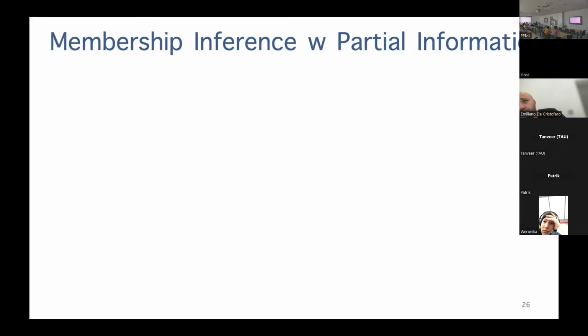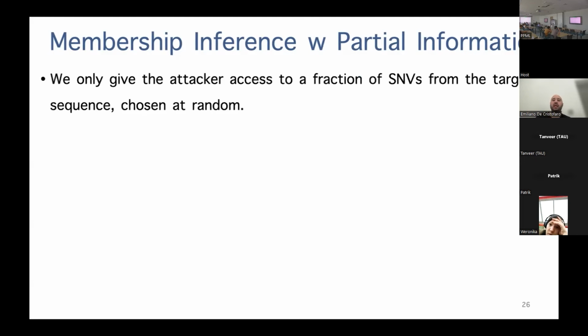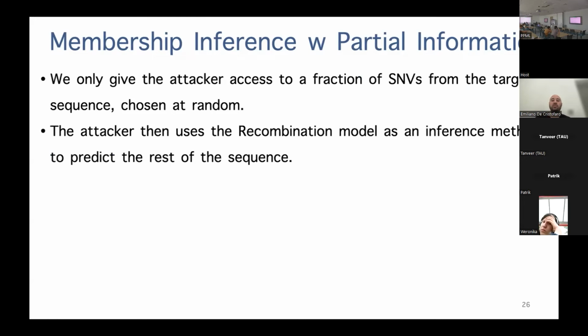So in the paper, we also presented a new membership inference attack with partial information. Here we give the attacker access to only a fraction of SNVs, single nucleotide variants, from the target sequence, chosen at random. We can see that the attacker can still perform really well, even without having access to all of the sample.